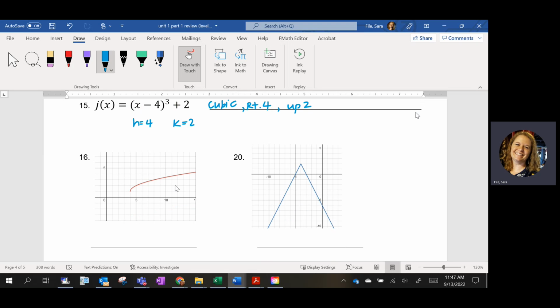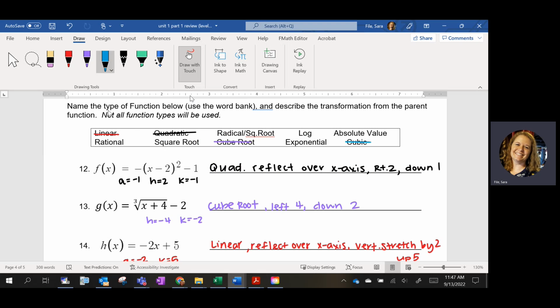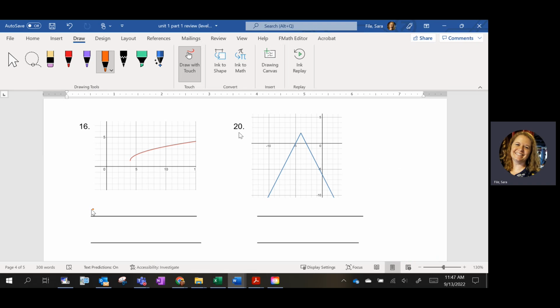All right, what type of function is 16? That's square root. Okay, so I'm going to mark that out up here. Let me get a different color. Okay, so this is the square root function. If it helps you to sketch the parent function with it, you can, but you don't have to. The square root parent function goes through the origin. Square root of 1 is 1, and square root of 4 is 2. So it normally is up here like this.